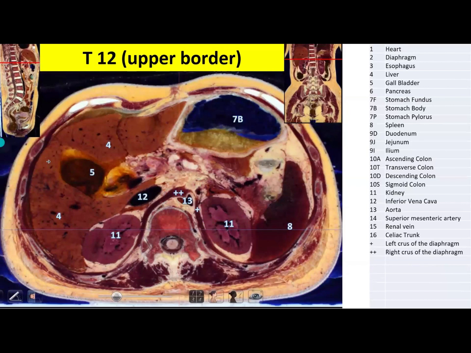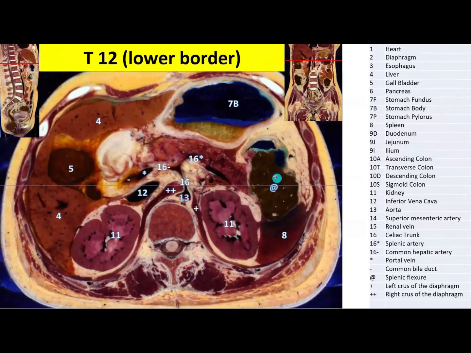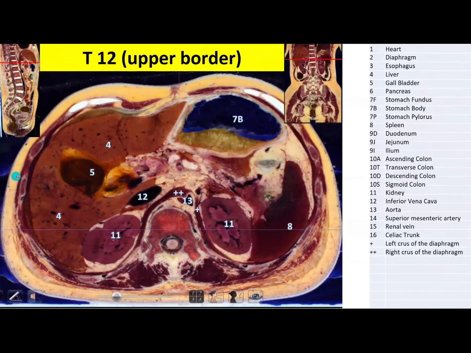So if I see the kidney, and I am not seeing the splenic flexure, that means I'm in upper T12. If I'm not seeing the splenic flexure and I'm seeing the kidneys, then I'm in upper T12. If you see the splenic flexure, you are in T12 in the lower part. Okay? So let's look at the structures that we need to identify on T12.